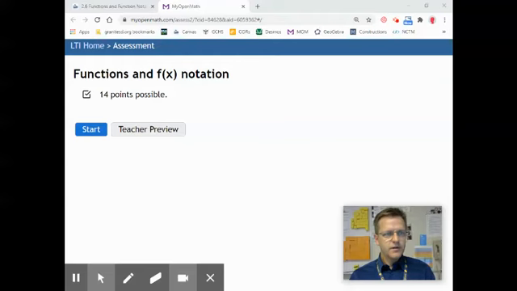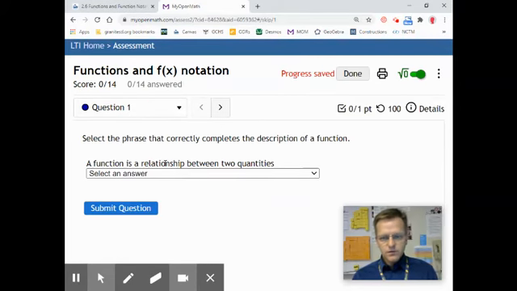Hey, this is your help video for 2.6, functions and function notation, f of x notation. Let's jump in. So let's first talk about what is a function. A function is a machine.